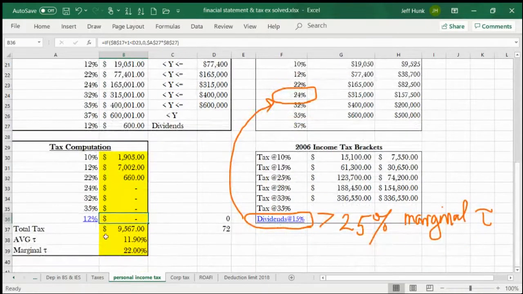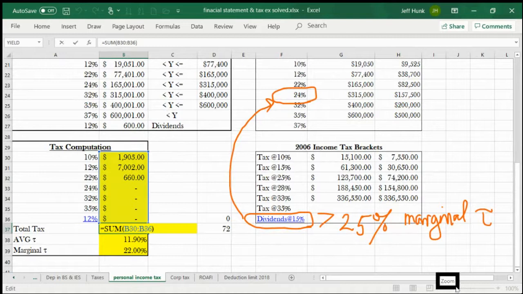So next, what is your total tax? Of course, then total tax will be the sum of everything, right? Sum of all of these, right?